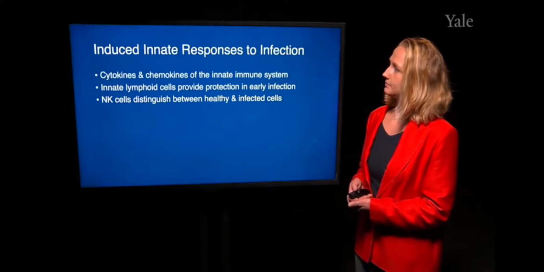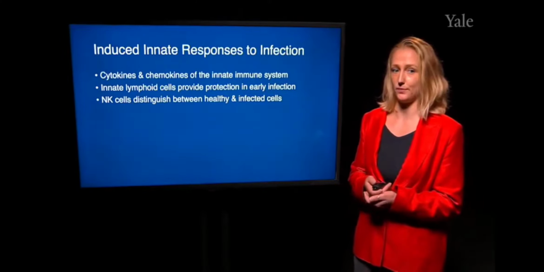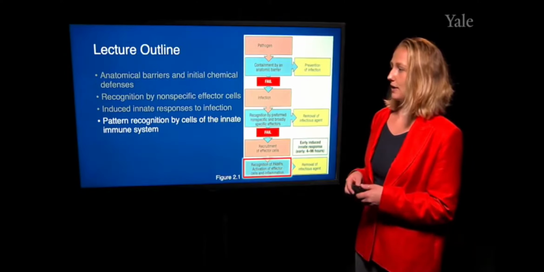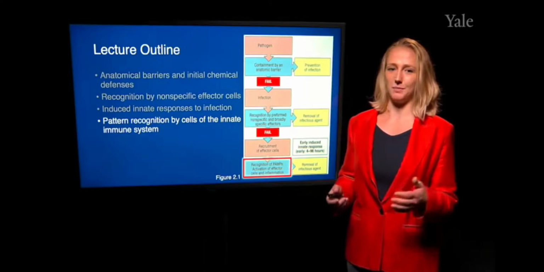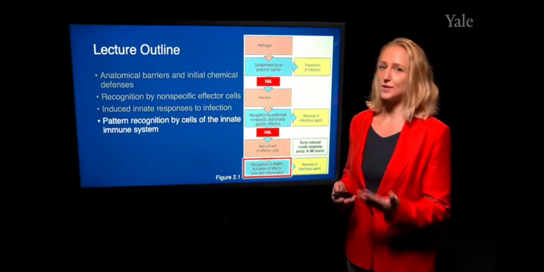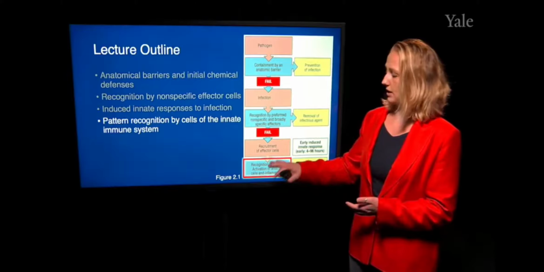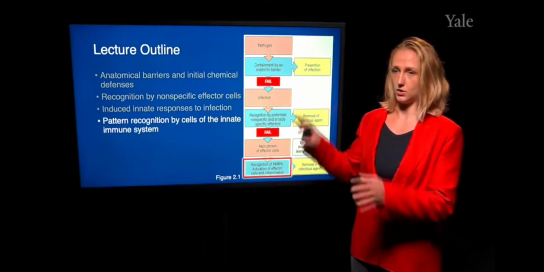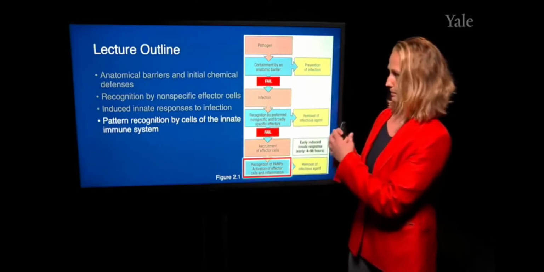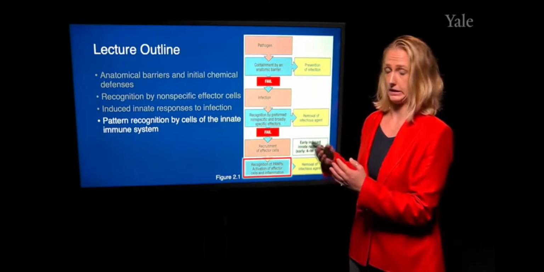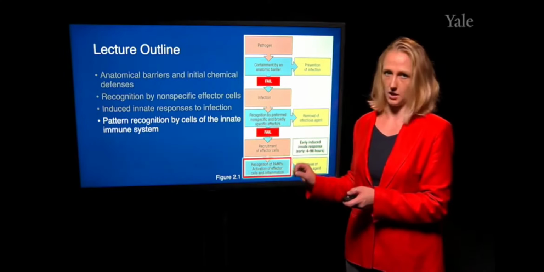So now we've covered induced innate immune responses to infection. Now let's move on to pattern recognition by cells of the innate immune system. So what do I mean by pattern recognition? There's different ways of recognizing an infection. Here we're going even deeper from responding to broad classes of, let's say, just bacteria or viruses, as we just talked about with ILCs and NK cells. We're now moving into how do we respond to a very specific type of bacteria or specific type of virus.